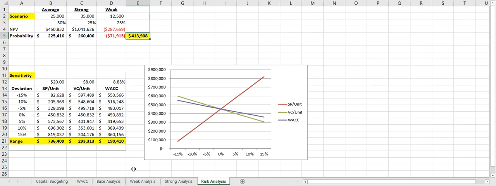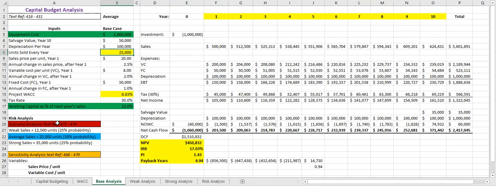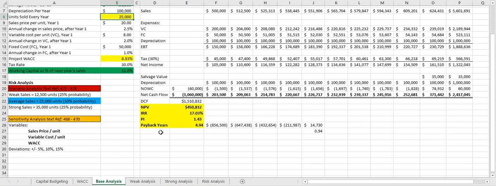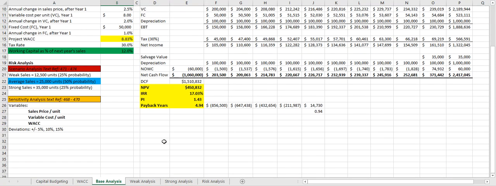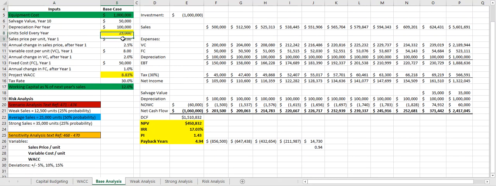And finally, the sensitivity analysis. The sensitivity analysis takes the base case, the original case, and then changes certain variables. In this sensitivity analysis, the variables are selling price per unit, which originally starts out at $20, the variable cost per unit at $8 a unit, and the WACC at 8.83. What we do in the sensitivity analysis is try to determine what if each one of these variables changes plus or minus a certain percent. How does that affect the NPV and the profitability of the project if those key variables change? You just change one variable at a time. You don't change them all.